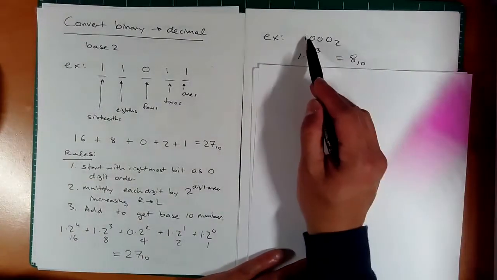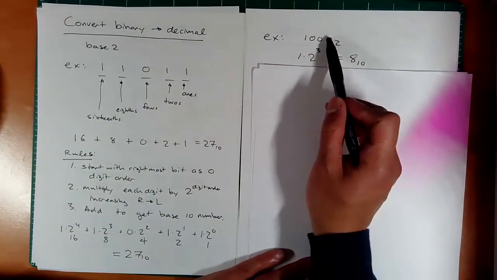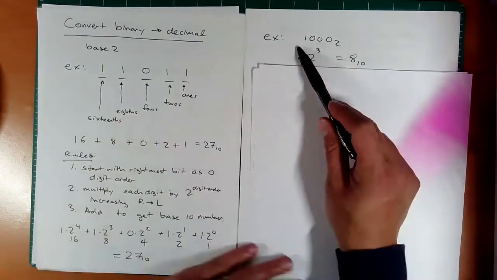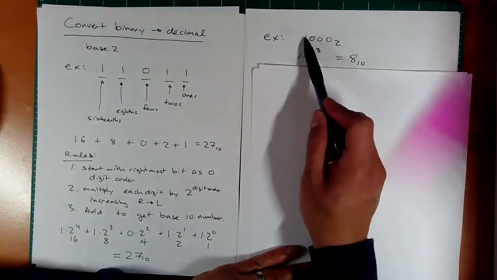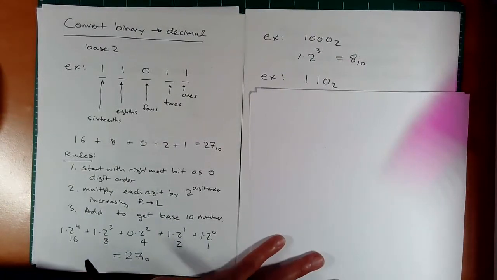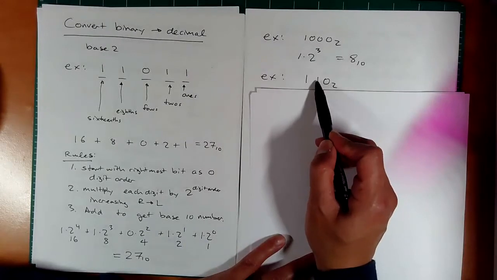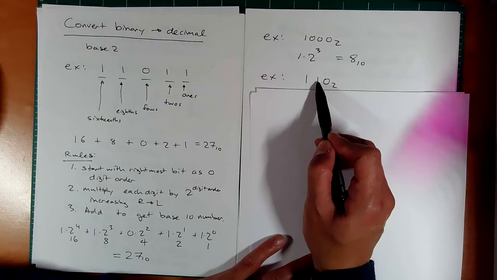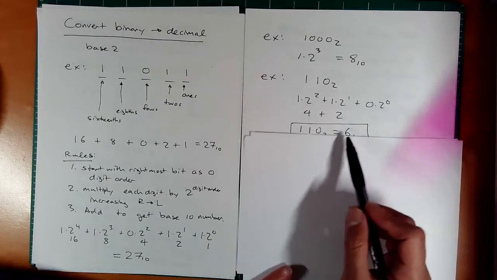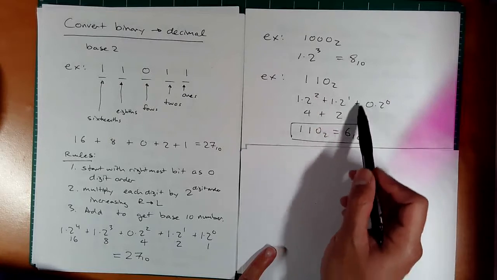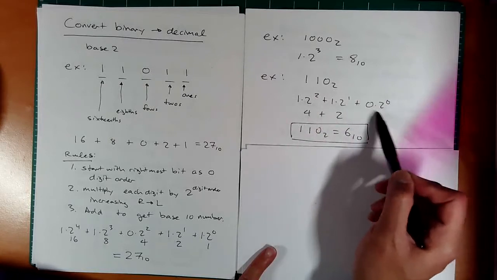So not too bad. Let's do a few more examples. So what's this? 1000. That's the ones place, the twos place, the fours place, the eights place. So this is just 8. That's actually how you would represent 8. 1000 is 8. Okay. What about this one? Let's see if we can figure this out. The ones place, the twos place, the fours place. So this is 1, 4, and 2. So this should be 6. And if you did the low level calculation, 2 to the 0, 2 to the 1, 2 to the 2, it works out, because this term goes away.